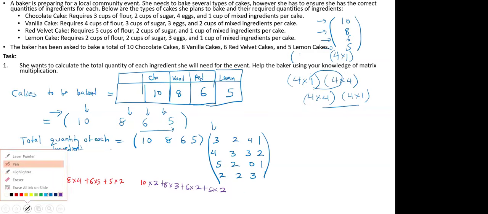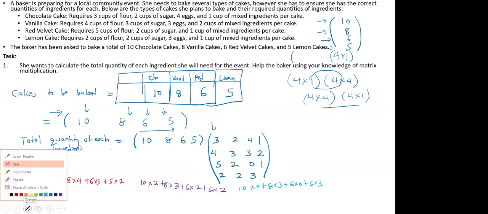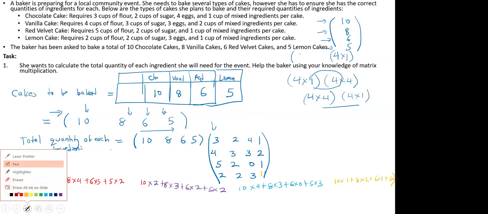Then allow me to use another color again. This is one matrix, remember. 10 times 4 plus 8 times 3 plus 6 times 0 plus 5 times 3. Then I'll have 10 times 1 plus 8 times 2 plus 6 times 1 plus 5 times 1. Now, what are you going to notice? You are going to notice that if you multiply in this approach, you will have to write a very long line. Now, I'll come here and reduce.